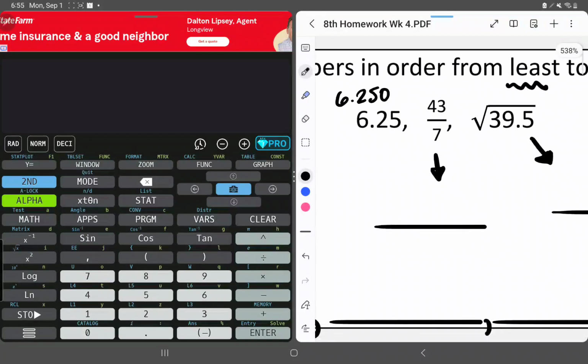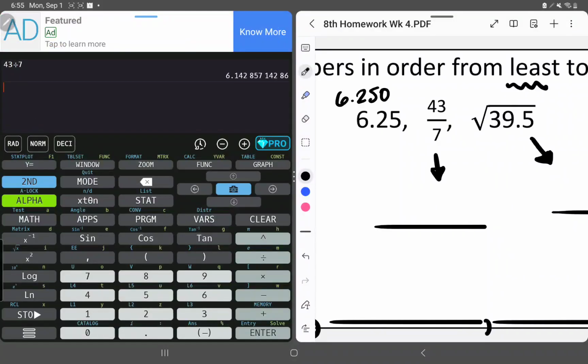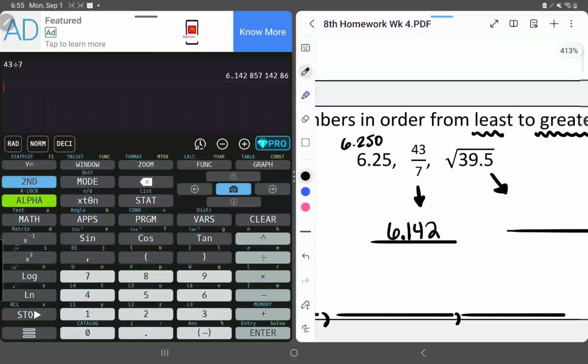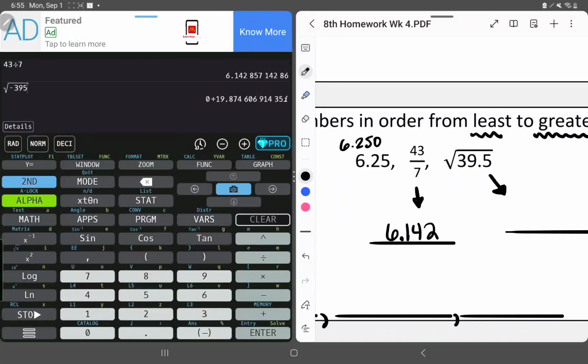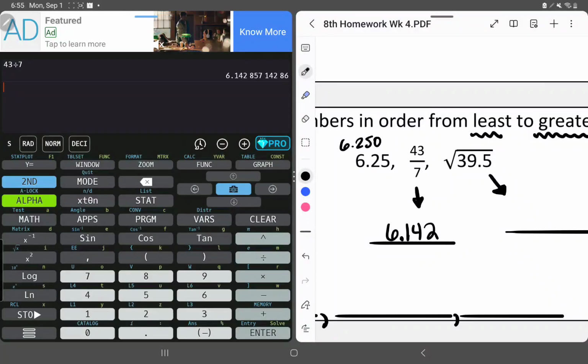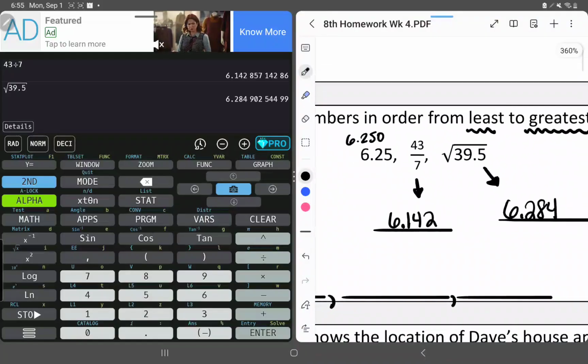Then for 43 over 7, we would do 43 divided by 7, which gives us 6.4142. And then for the square root of 39.5, it gives us 6.284. So we're going from smallest to greatest.